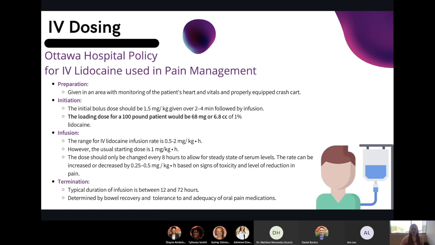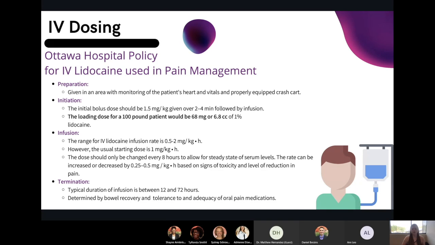The next phase, the infusion phase, has more of a variable dose. The range for IV lidocaine infusion rate is 0.5 to 2 milligrams per kilogram every hour. However, the usual starting dose is 1 milligram per kilogram every hour. This would be 4.5 cc's per hour for a 100-pound patient. The dose should only be changed every 8 hours to allow for a steady state of serum levels.